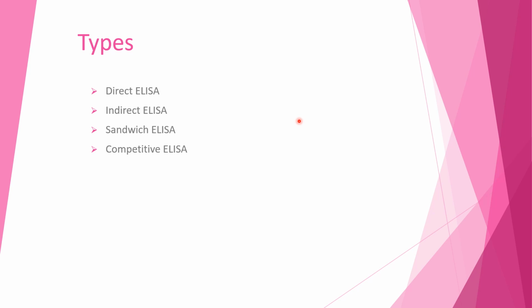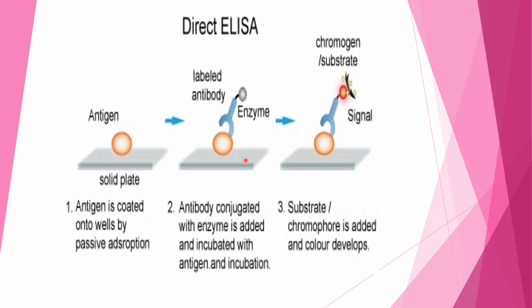Now next, what are the types of ELISA? There are four major types of ELISA: direct, indirect, sandwich and competitive ELISA. Let's talk about each type one by one. The first one is direct ELISA.